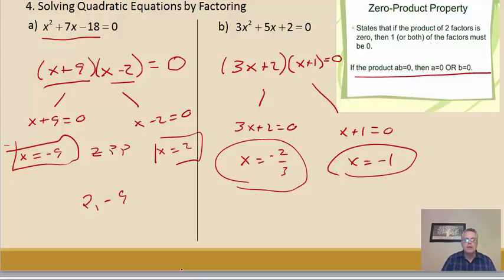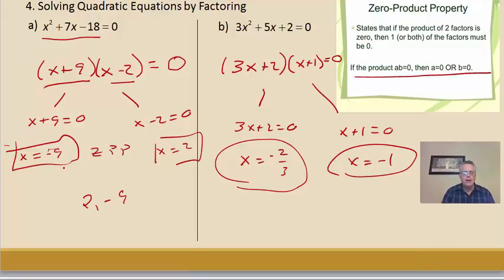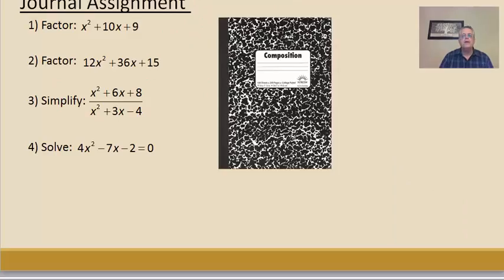All right, time to show you know it. Here's the journal assignment right here. Copy these 4 problems into your composition book. Label it video 1A at the top, so I know where to find this assignment. And show your work when solving these. Good luck.